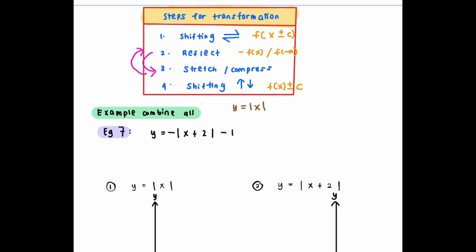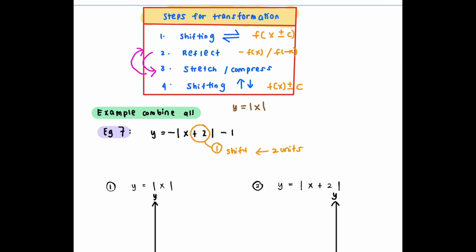And then, which is your first transformation step? Shifting horizontal. Is there any shifting horizontal here? Yes, you have plus 2 inside. So this one will be your first transformation step, which is shift to the left 2 units. Plus 2 means shift to the left 2 units.